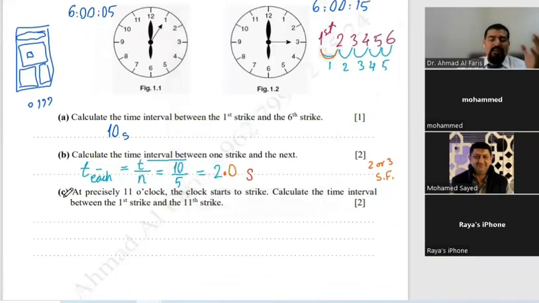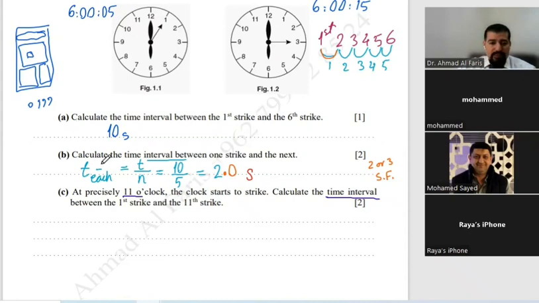Now look here for the next part. What do they ask? See, at precisely 11 o'clock, the clock strikes how many times? 11 times, okay? Because if I can't see the clock, I can hear how many strikes, how many bangs, so I can know what the time is. So at 11 o'clock, the clock starts to strike. Calculate the time interval between the first strike and the 11th strike.